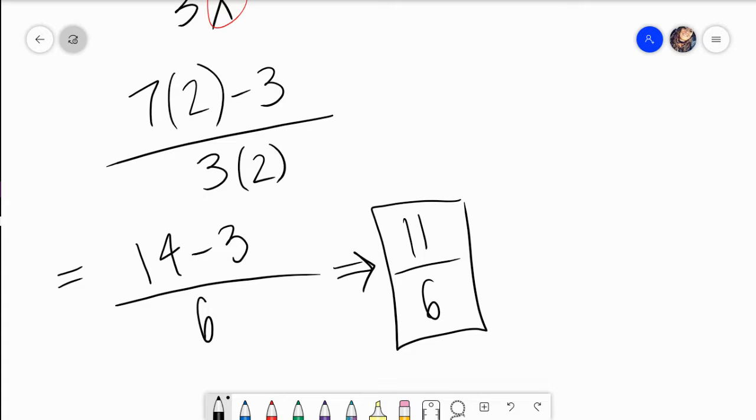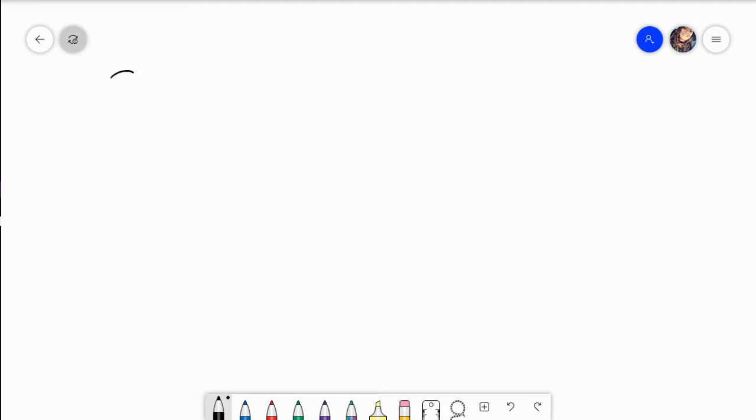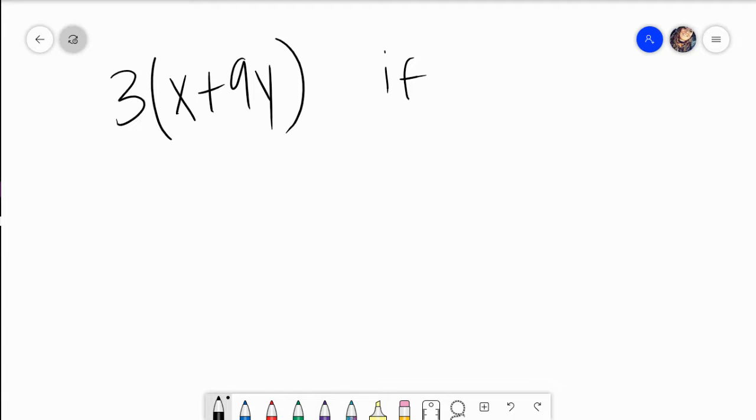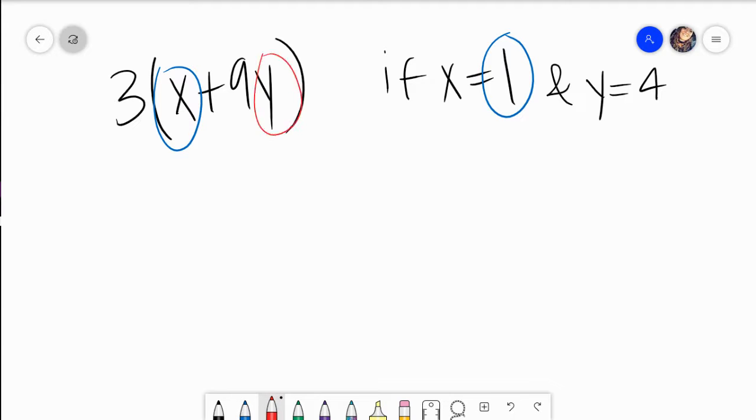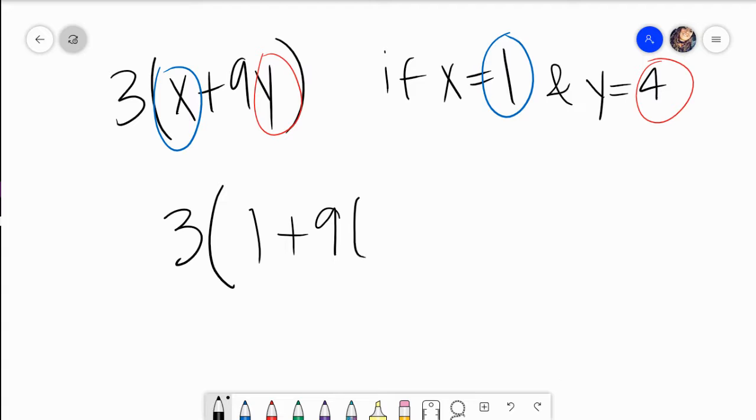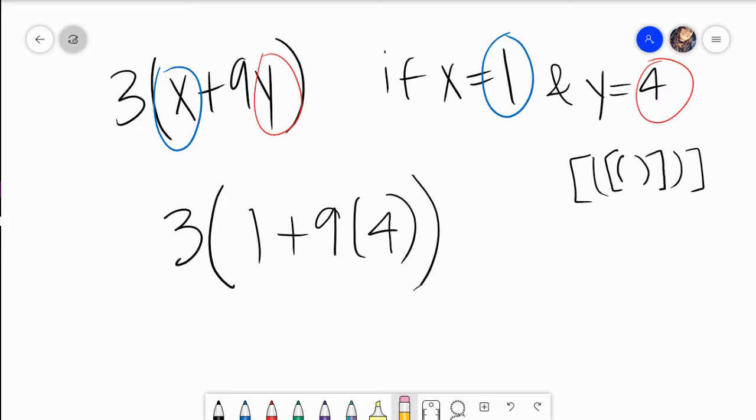Okay, let me click through a couple problems. I want to make sure I do some that I know could be a problem. Say we have 3 times the quantity x plus 9y, and it tells us to evaluate this for x is 1 and y is 4. So wherever we see an x, we plug in 1, and wherever we see a y, we plug in 4. So I get 3, open parenthesis, the number 1 plus 9 times 4, and then close. Once you have multiple needs for parentheses, you won't usually see parenthesis, parenthesis, parenthesis. You'll see parentheses, and then brackets. It's just to keep things more organized.